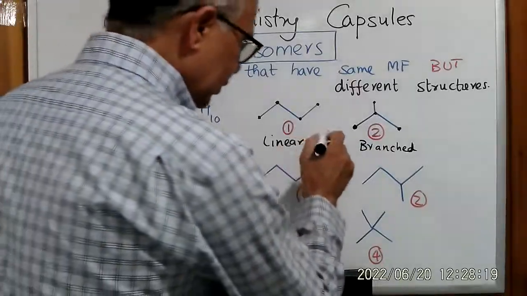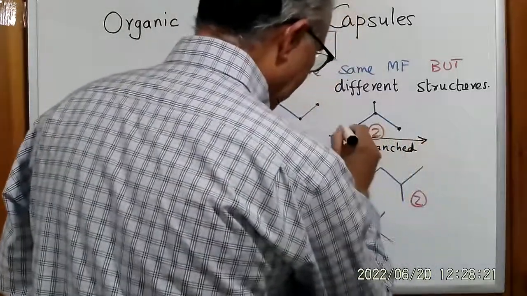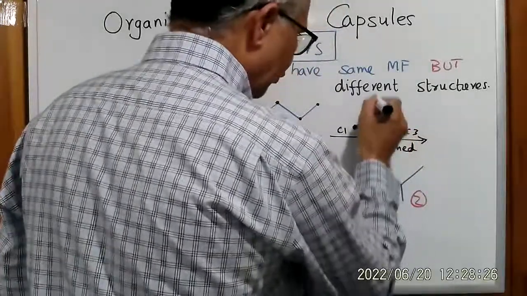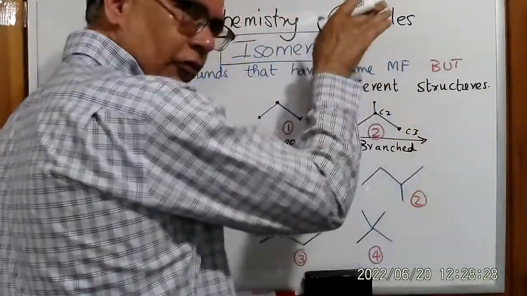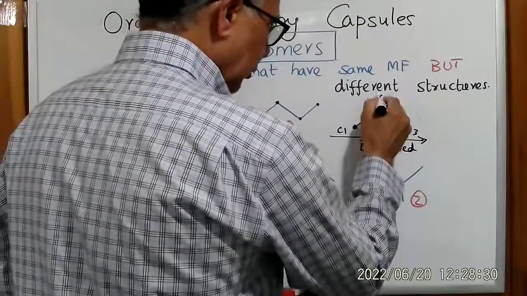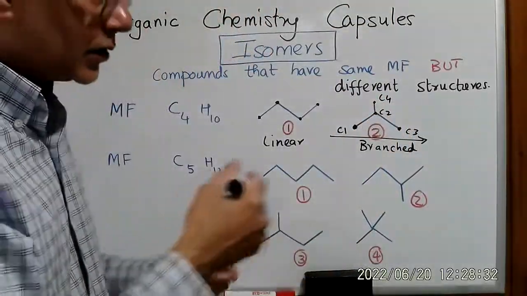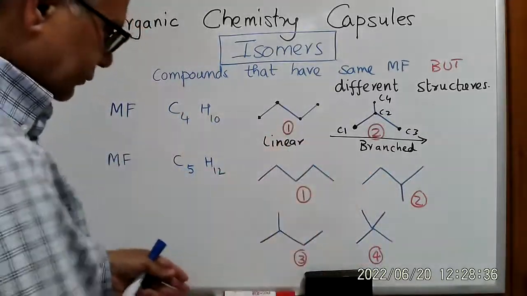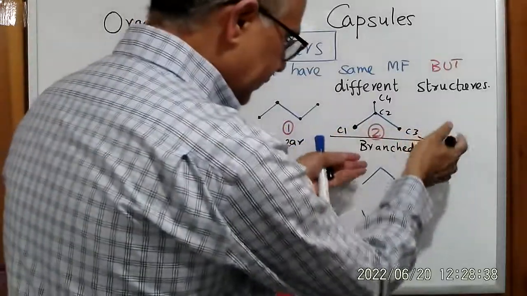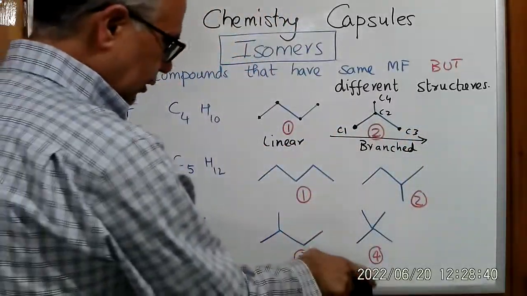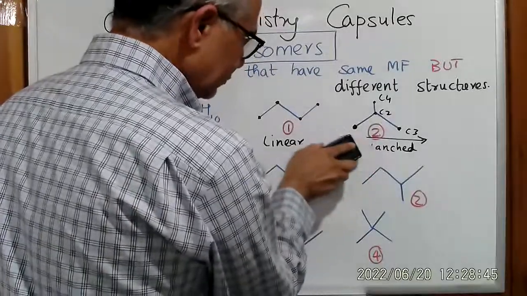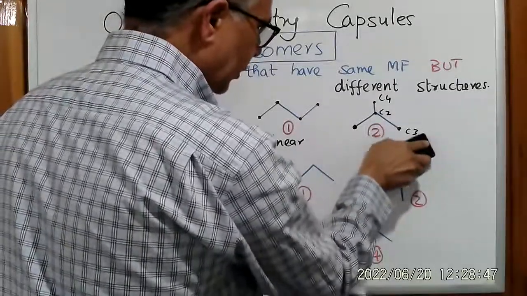So you have a chain going this way. Let's say carbon 1, carbon 2, carbon 3, and carbon 4 branched off the carbon 2. So carbon 4 is called a branch. So terminology: linear chain versus a branched chain. Those two compounds are isomers of each other.